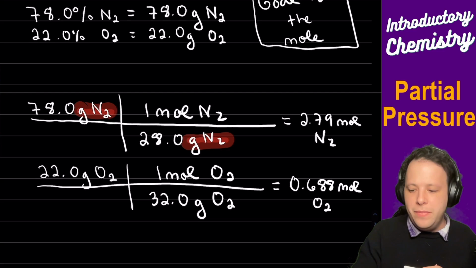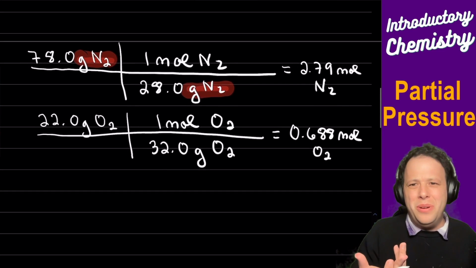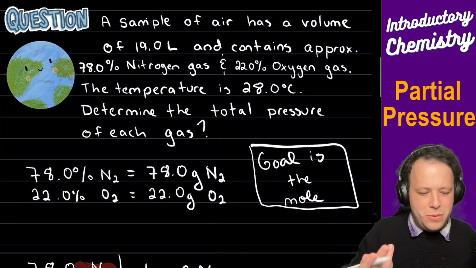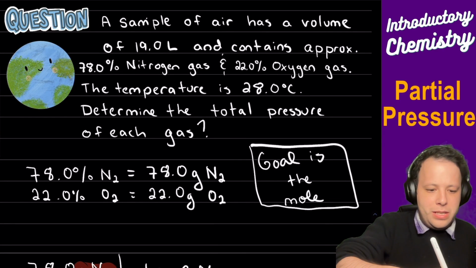For our species, what can we do with that from here though? We were given a couple other things. We had temperature, we had volume. So let's maybe highlight those.